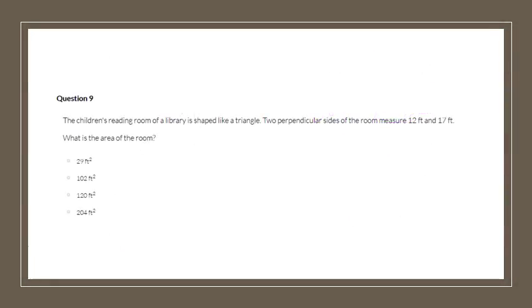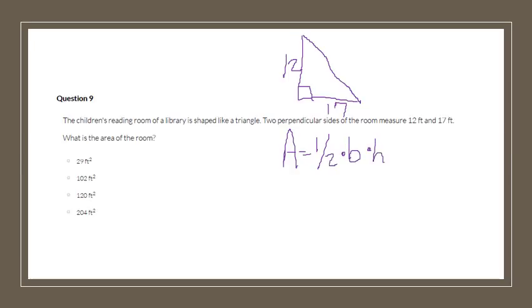Number 9, the children's reading room of a library is shaped like a triangle. Two perpendicular sides of the room measure 12 and 17 feet. What is the area of the room? So I've got 1/2 times the base times the height. 1/2 times the base, which is 12, times the height, which is 17. And when I multiply that out, I do get the area is 102 feet squared.